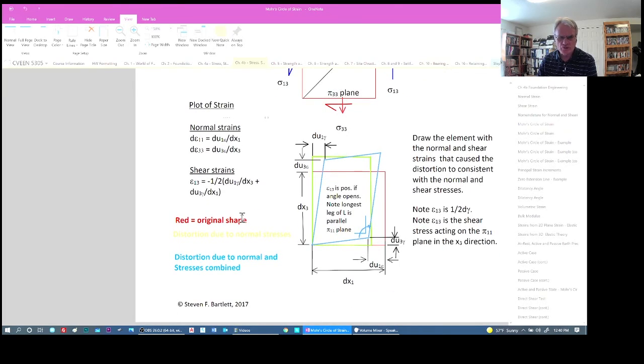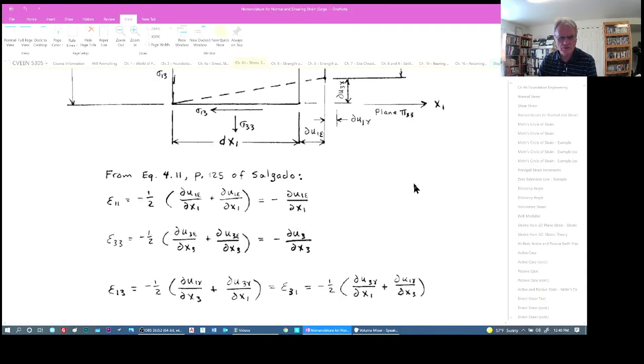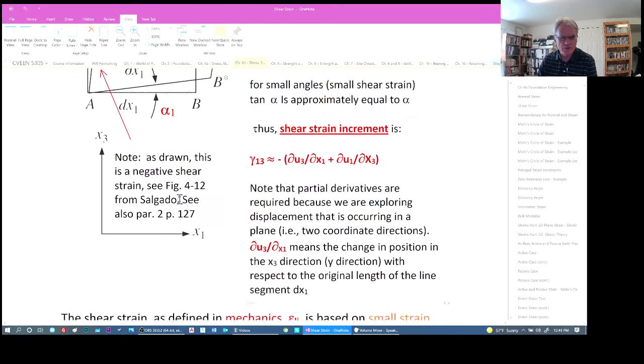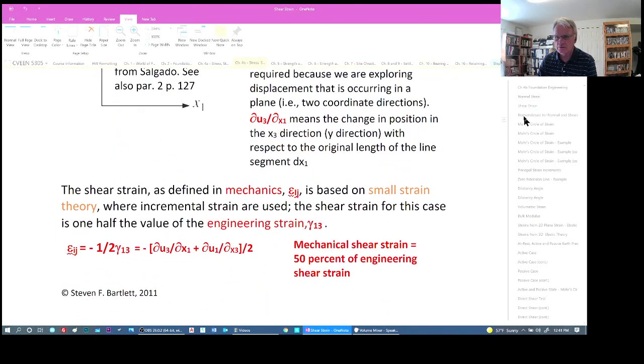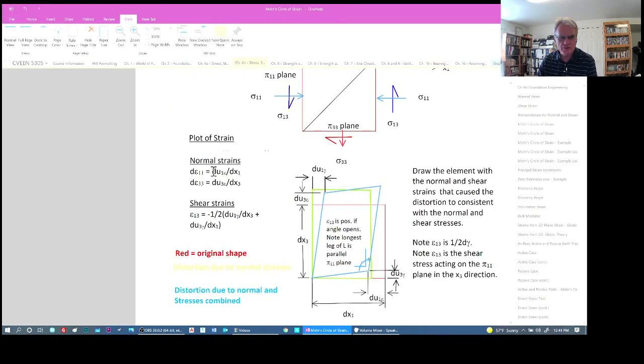Looking at these equations, I think there might need to be a negative value here, but I'm not sure. Let me look at the previous diagram. Yeah, there's a negative that's been dropped. So I will fix that here.